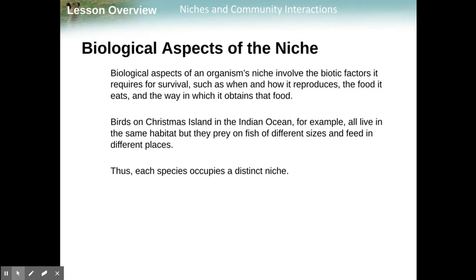Now, the biological aspects involve the biotic factors, things like when and how a species or organism reproduces, the food it eats, the amount of food that it eats, and the way of how it obtains that food.